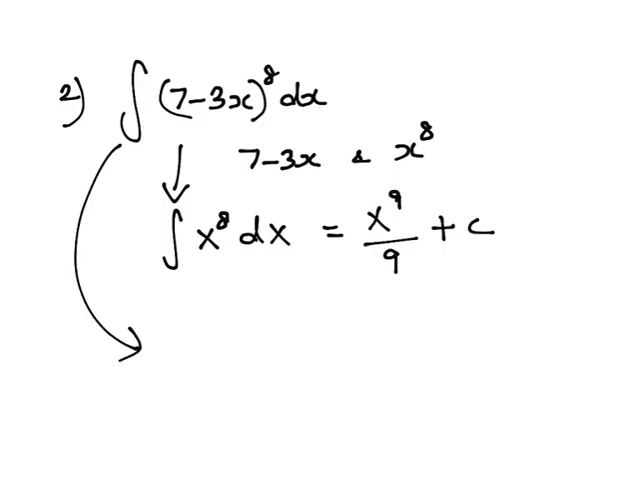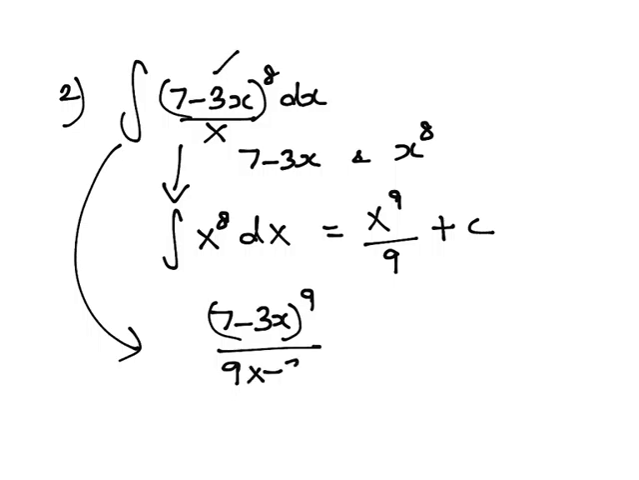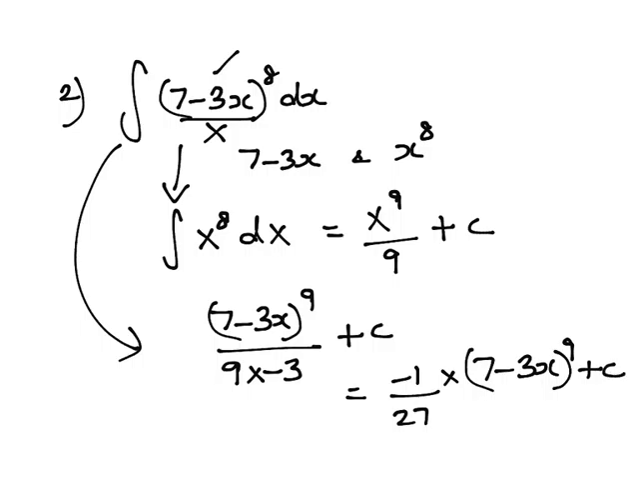So the integral of the given function is, now I consider this as capital X, isn't it? So x power 9 by 9. So I will get the answer of 7 minus 3x power 9 by 9. But again, this is not x, isn't it? It's a linear function. So here the coefficient of x is minus 3. So I'll multiply by minus 3 in the denominator plus c. So the final answer is minus 1 by 27, 7 minus 3x raised to 9 plus c.